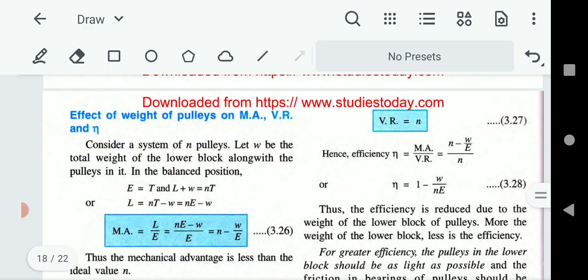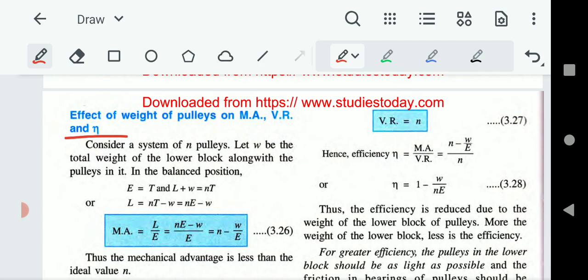Effect of weight of pulleys on mechanical advantage, velocity ratio and efficiency. What is the effect of weight? पुली का जो वेट है ना, उसका क्या इफेक्ट है? अभी तक हमने जो वेलोसिटी रेशियो, मैकेनिकल एडवांटेज, जो भी मैथमेटिकल एक्सप्रेशन निकाला, उसमें पुली का वेट हम लोगों ने इंक्लूड नहीं किया था. Now, if the weight of the pulley is maximum, then what will happen?